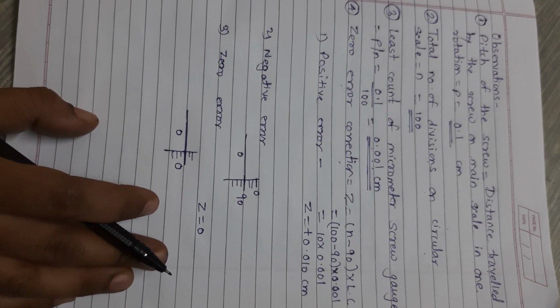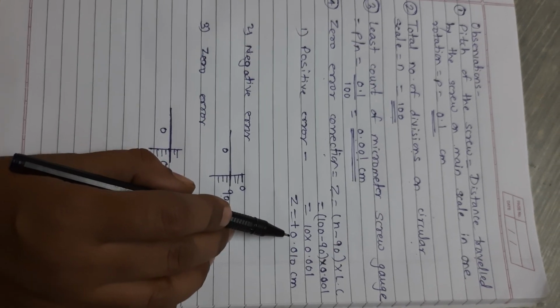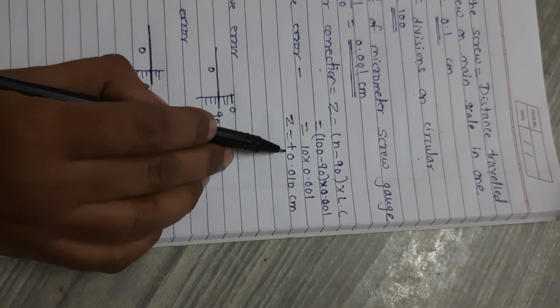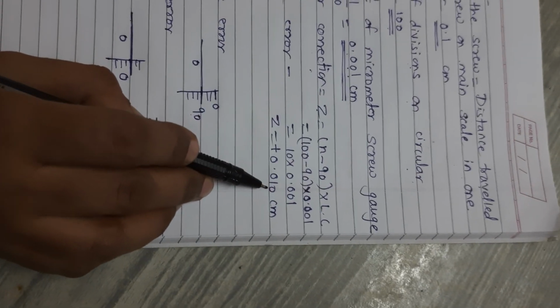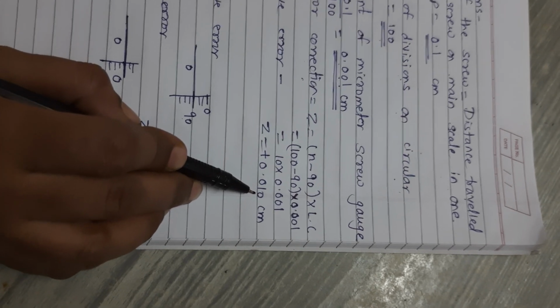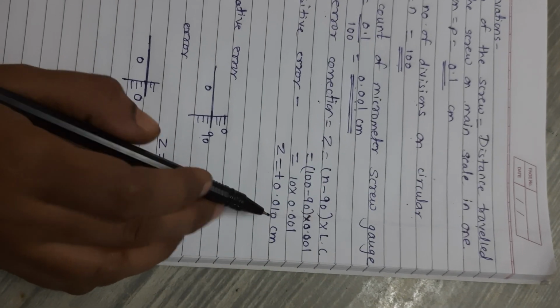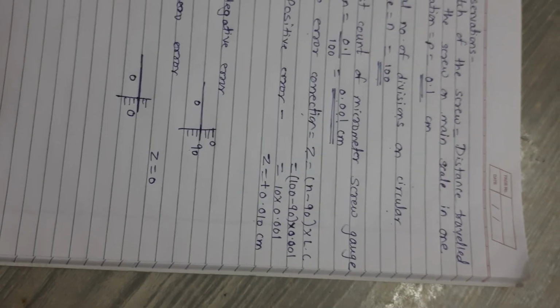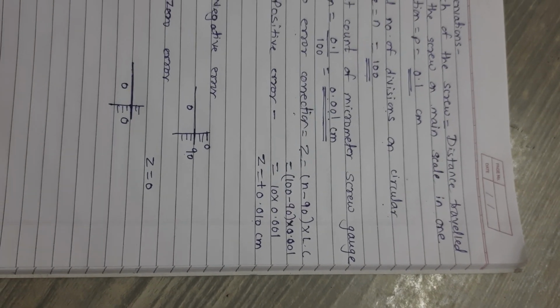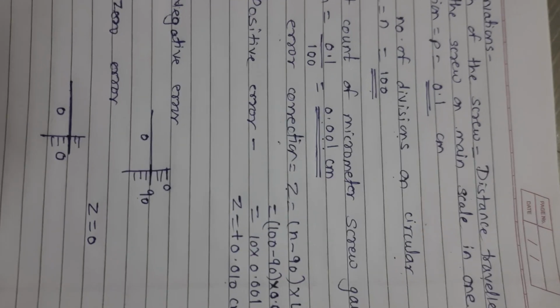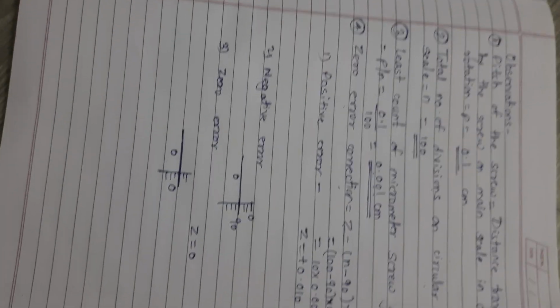And when we take the corrected readings, at that time add the 0.010 in each reading. Now we start how to take the readings by using this micrometer screw gauge. This is the observation table.